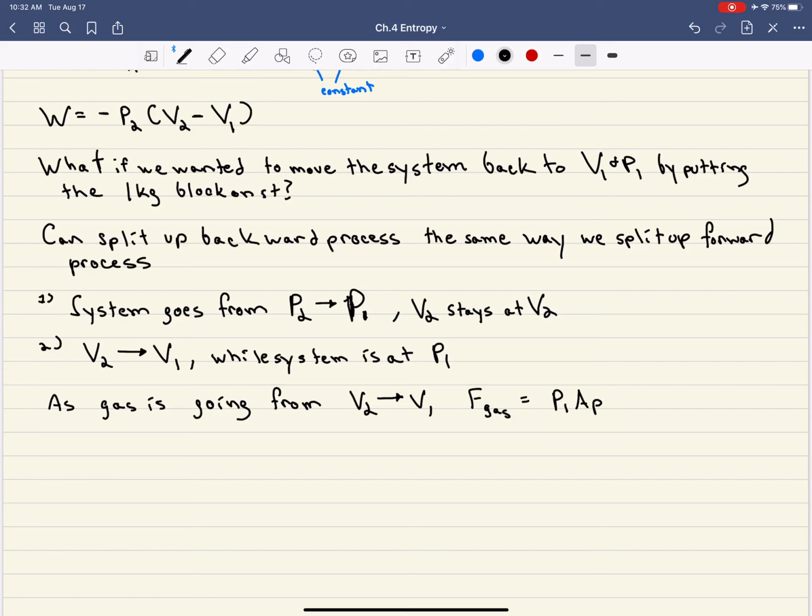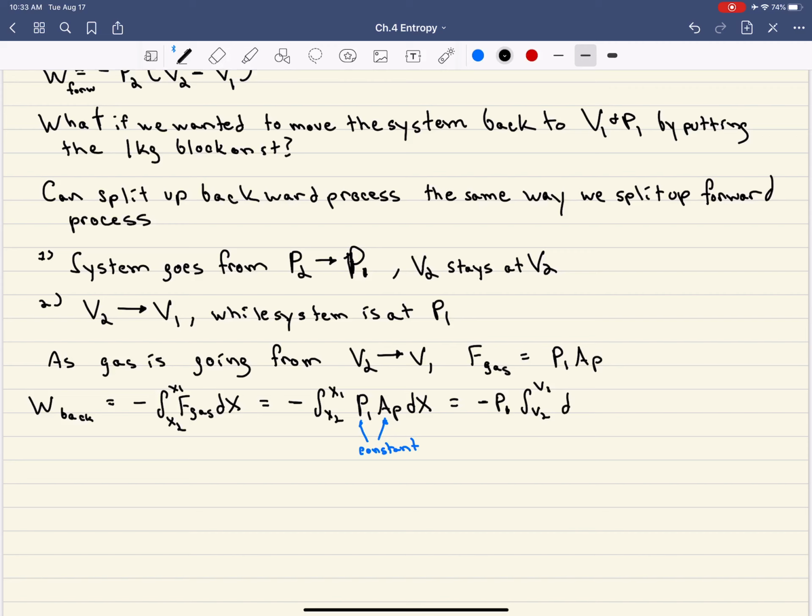We now have the volumes in here. And what we get is P1 times V1 minus V2. Okay? All right, and so in this case, we know V1 is less than V2. So inside the parentheses, we get a negative, right? But we also have this negative outside here. And that means we're going to get a positive work.